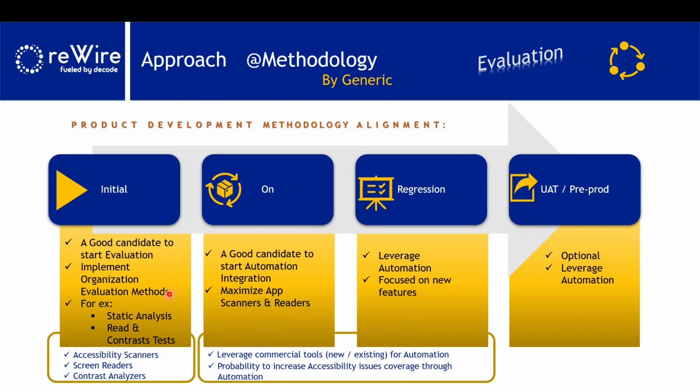I have not provided here how much percentage of accessibility issues is covered, because app accessibility automation has only recently started and is still under evaluation. If you have access, you can monitor and see the benefits. So this is about the approach or methodology. It's generic: this is the starting phase, this is the in-sprint phase, this is the regression, and this is the final pre-prod testing. That's the approach I have envisioned here.